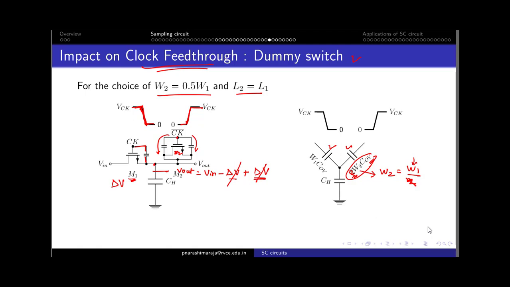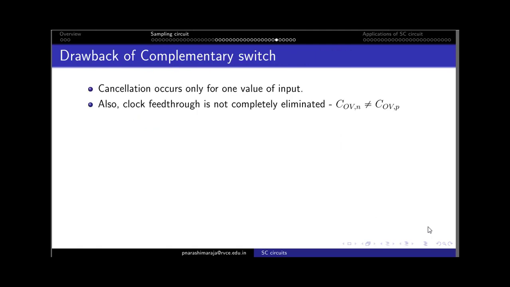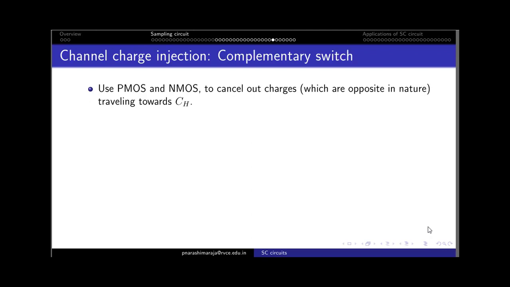Now let us look at the second type of switch, which is termed the complementary switch. As the name suggests, here we are going to use two types of transistors. One is a PMOS, the other one is an NMOS. It is actually the TG transistor that we have discussed for the switch.